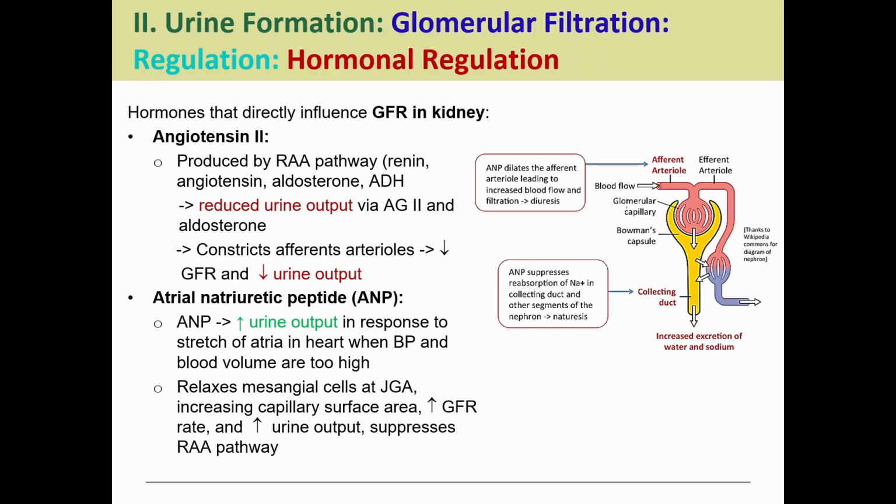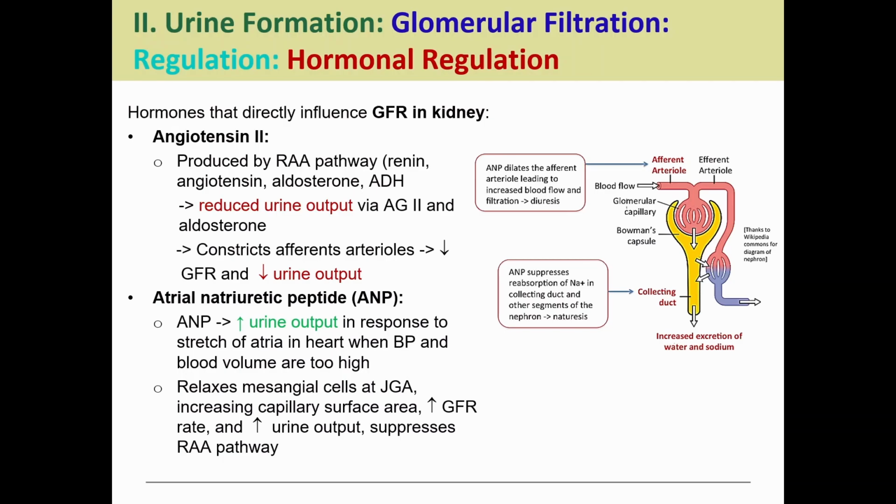So let's go ahead and talk about the hormones that will influence the glomerular filtration rate. One is angiotensin II. Angiotensin II is part of that renin-angiotensin-aldosterone pathway. Basically, angiotensin is going to help promote higher blood pressure, and to do that means we're going to be constricting arterioles. It's going to help us increase pressure. So when we constrict the afferent arterioles, that's going to lower our glomerular filtration rate, which overall will lower our urine output.